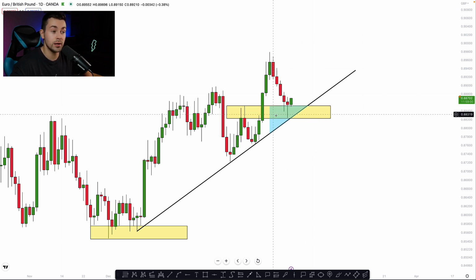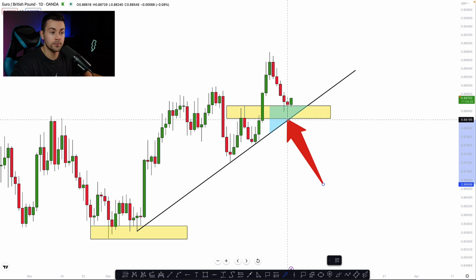Yes, the contracting zone of demand from where on Friday bulls were rejected. Take a look at that candle right here. The wick of that candle is bigger than the body of the candle.